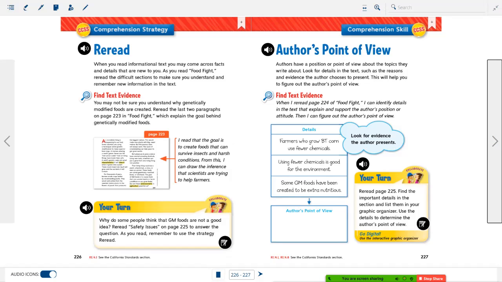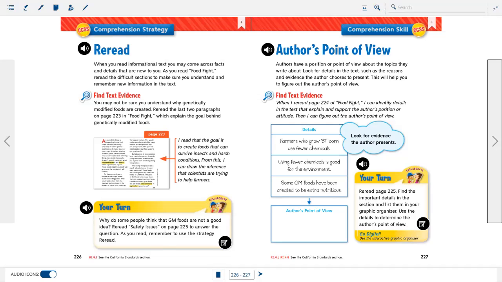All right, let's get into our comprehension strategy and skills for this week. Our comprehension strategy, again, is to reread. Now, when you reread something, you're getting more insight, you're getting clarification on what you're reading, right? When you're seeing it a second time, you're noticing the things you might have missed the first time around, or things that you didn't understand really well. You'll usually understand them better the second time around when you reread and you look at that information again.